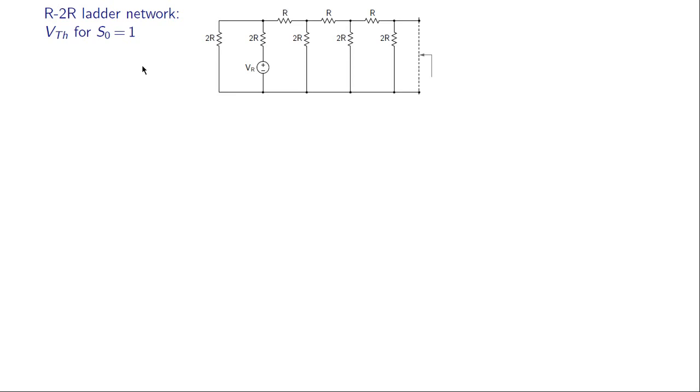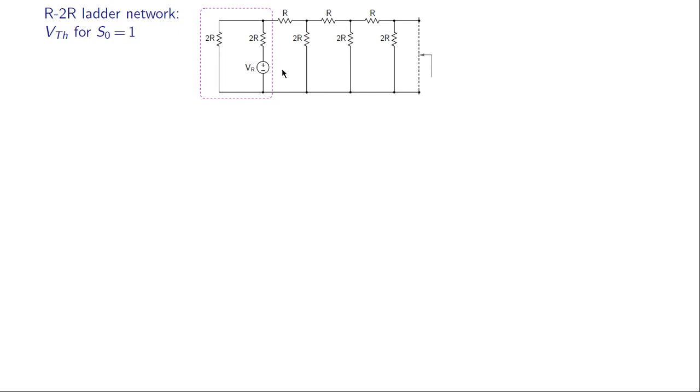Next, let us find the Thevenin voltage corresponding to one specific bit equal to 1 with all others 0. If S0 is 1, then this voltage source is VR and the voltage sources that we had over here are all 0. So that means there is a short circuit here. Okay, and now what we want to do is to find VTH as seen from this port.